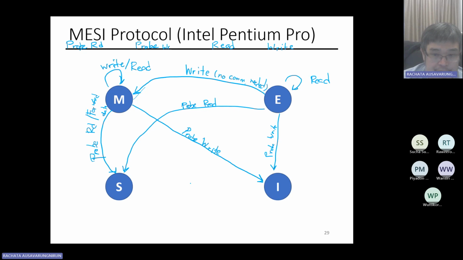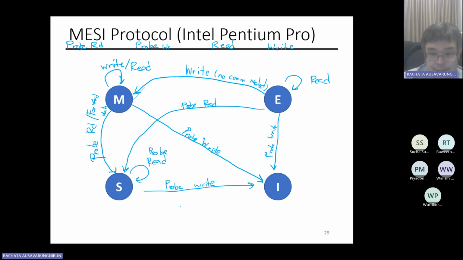If you are in the shared state and someone else is reading, you have one other copy, you read it. That's okay, you stay there. So you probe read, someone is reading, right? So you stay there. If you are in the shared state and someone else is writing, you don't have the valid copy anymore. You're going to transition to invalid, right?